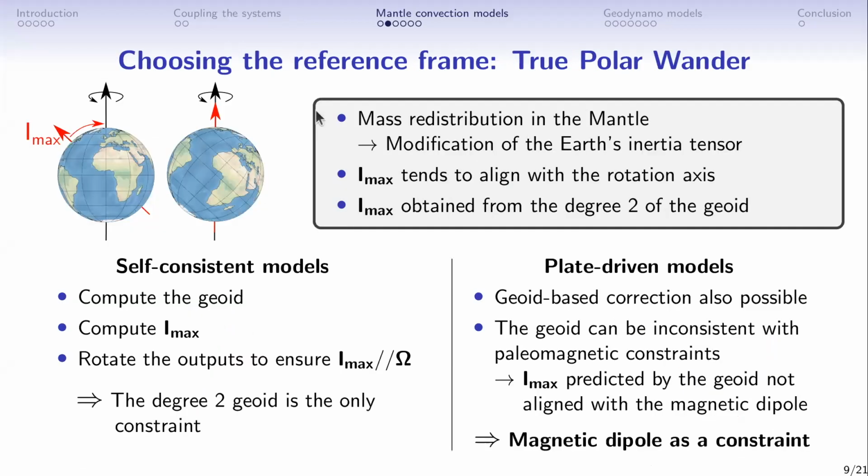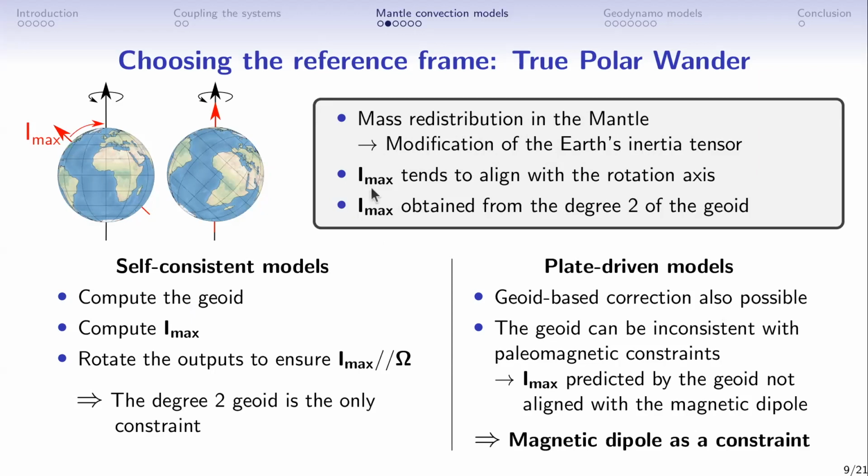Because we want to relate mantle convection with core dynamics, we have to express the output of the mantle convection model in the correct reference frame. And for that, we have to consider true polar wander. So because of mantle convection, masses are reorganized inside the mantle, which modifies the inertia tensor of the Earth. And the maximum inertia axis tends to align with the rotation axis, which implies a rotation of the Earth with respect to its rotation axis. This is what is called the true polar wander.